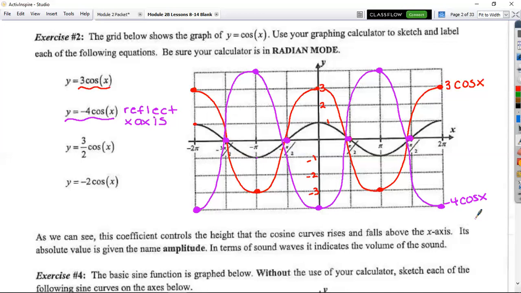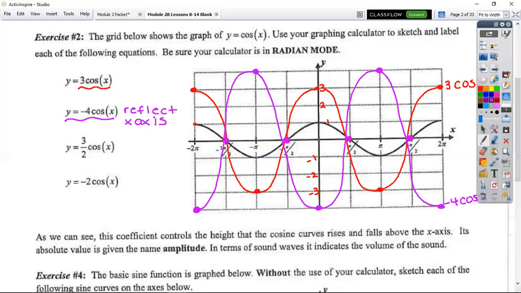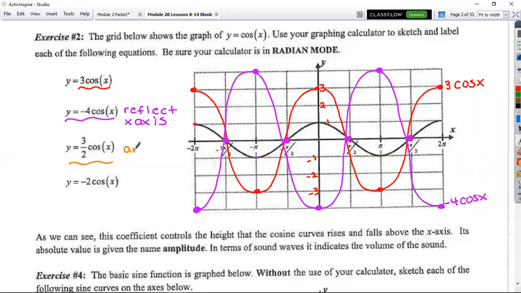So 3/2 is going to go up to just 1.5. And you always go back to the original. So I'm going to use this one right here, and I'm going to go up to 1.5 instead. Let's see if you guys can see orange. I'm going to go orange on this one. And again, this is just what we consider an amplitude of 3/2.